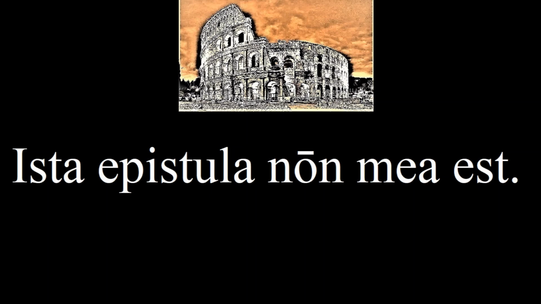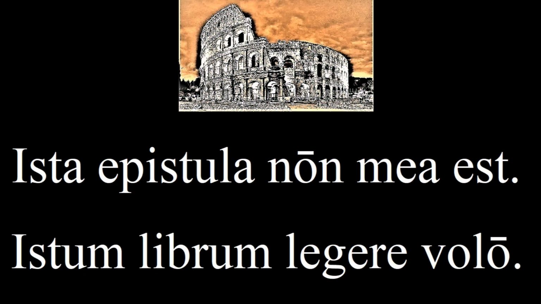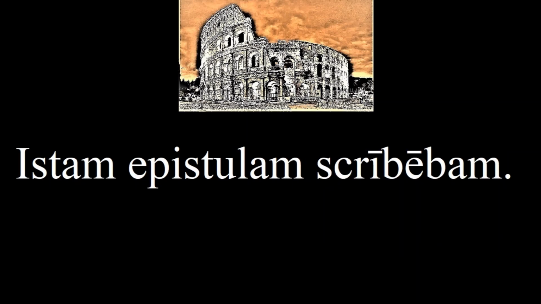Look at the next sentence now. Istum librum legere volo. As you'd expect, these words have to decline, similar to adjectives. So this is the accusative case of iste, and means, I want to read that book. Using the imperfect tense, try to say now, I was writing that letter. Istam epistulam scribebam.